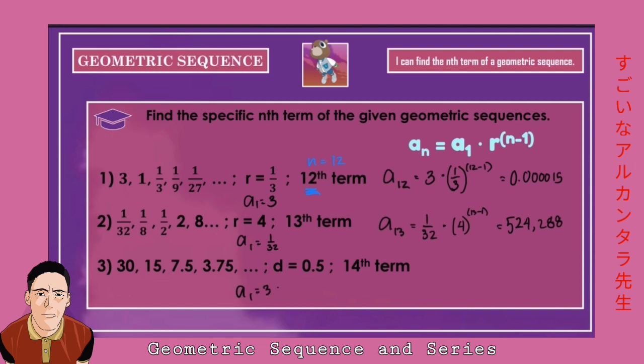The first term here is 30. So a sub 14 is equal to the first term, 30, multiplied by the common ratio, 0.5, raised to n minus 1, which is here, 14 minus 1. So this is 0.5 raised to 13. And then we will multiply that by 30. Okay, so the answer here is, here we go again.